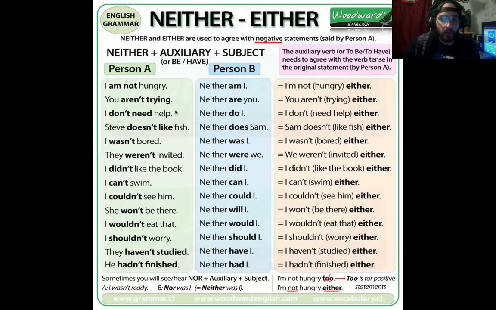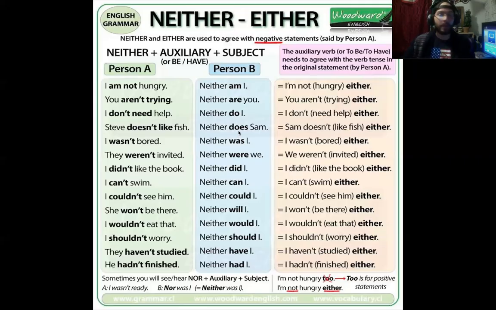I don't need help. Neither do I. So do is in each sentence. In this case, it's does not. In this sentence, it's does. So look, we have that negative statement. I am not hungry. Neither am I.